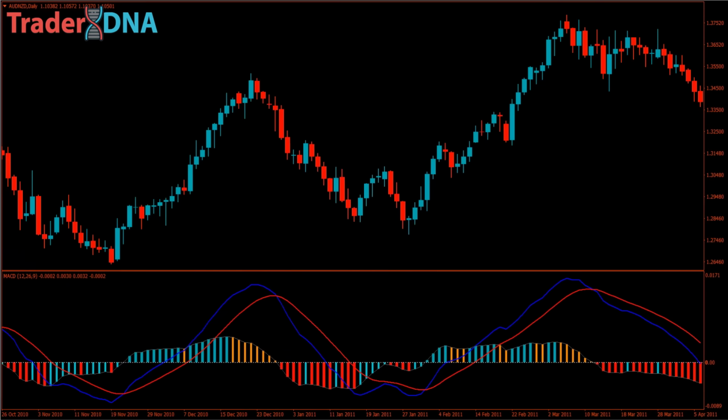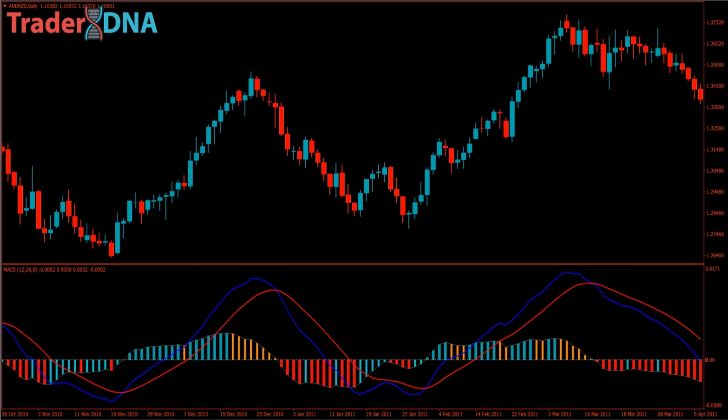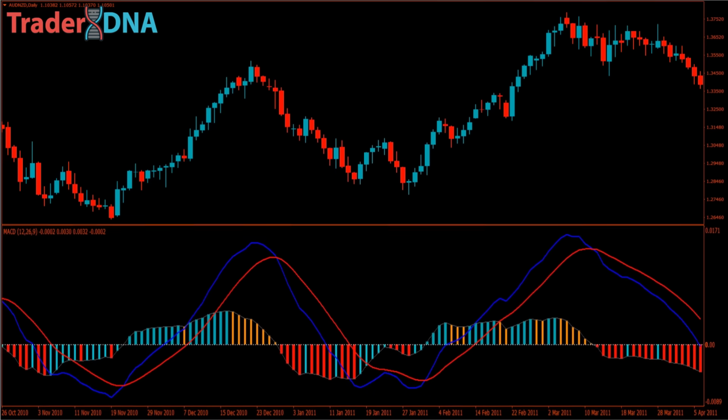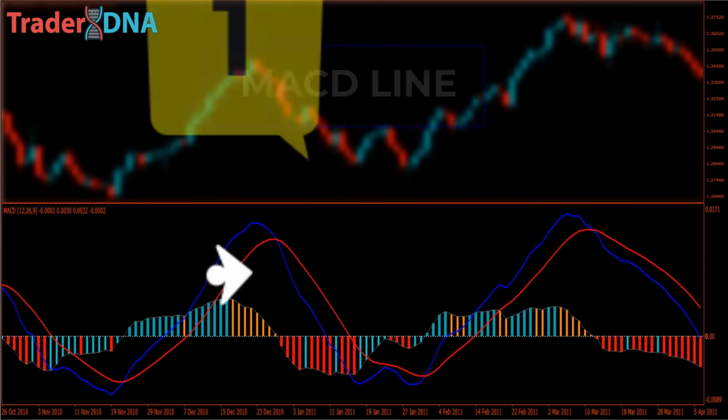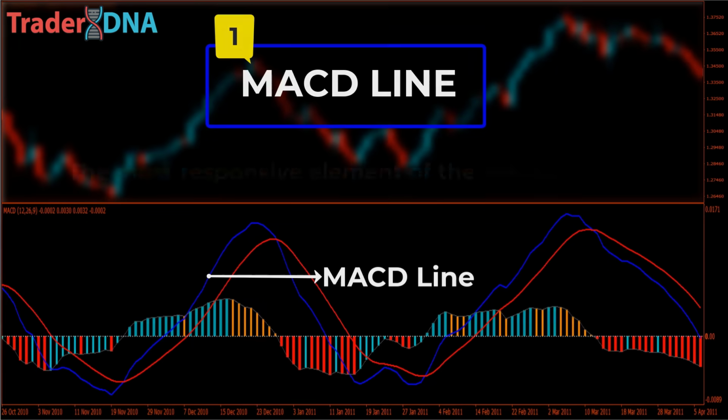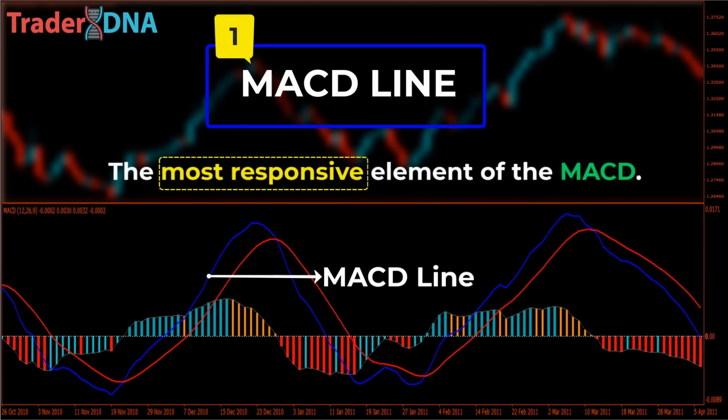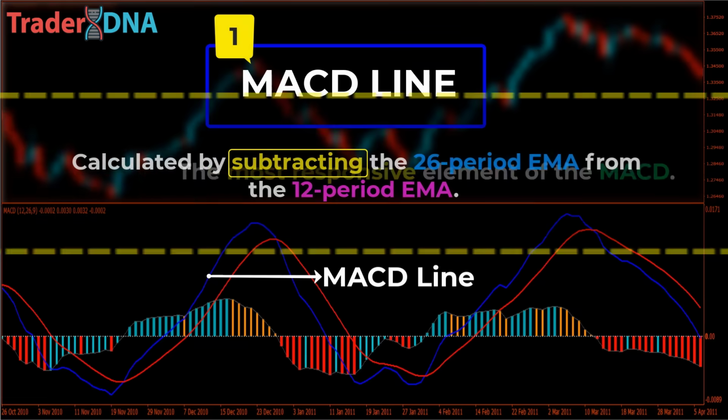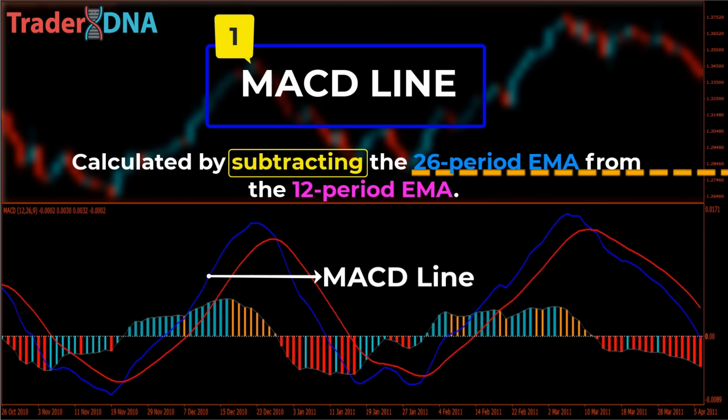The MACD is composed of 4 key components, each playing an essential role in how the indicator functions. First, we have the MACD line. This is the most responsive element of the MACD, reacting quickly to changes in price action, which is why it's considered the central focus of this indicator. The MACD line is calculated by subtracting the 26-period exponential moving average, EMA, from the 12-period EMA.